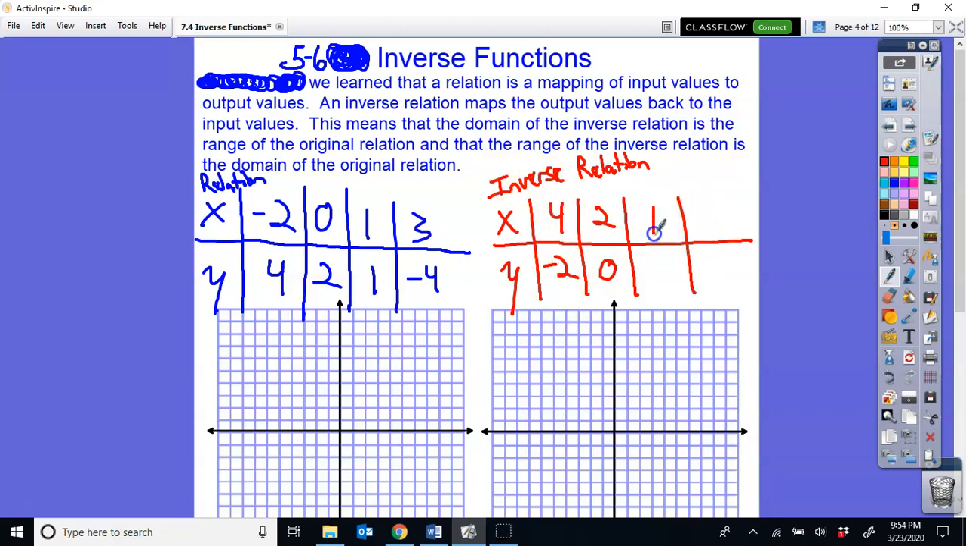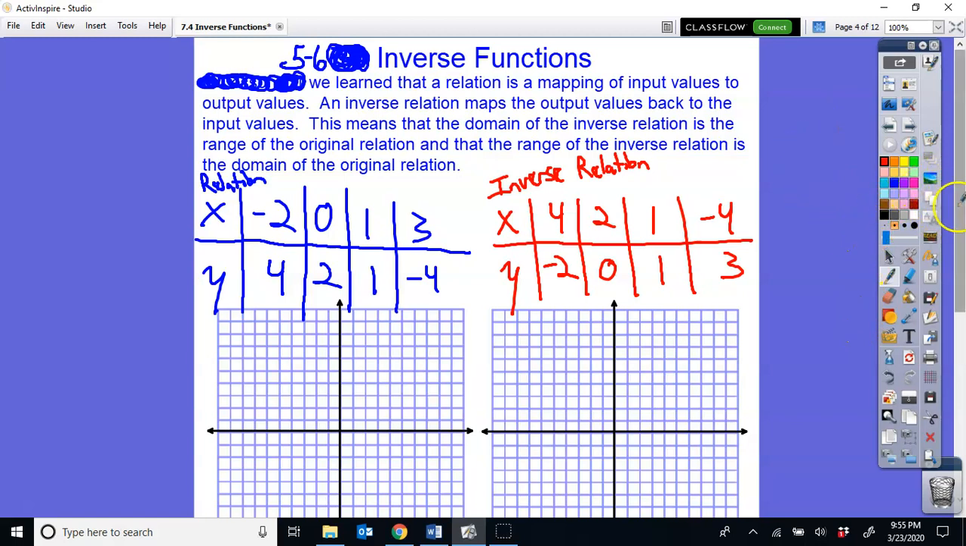Basically, look at what's happening. Essentially, what have we done? We have just taken the x's and the y's and done what? That's right, I heard you. You just switched the x and the y. You switched the inputs and the outputs. You switched the domain and the range. Because that is essentially what happens when you find an inverse relation.